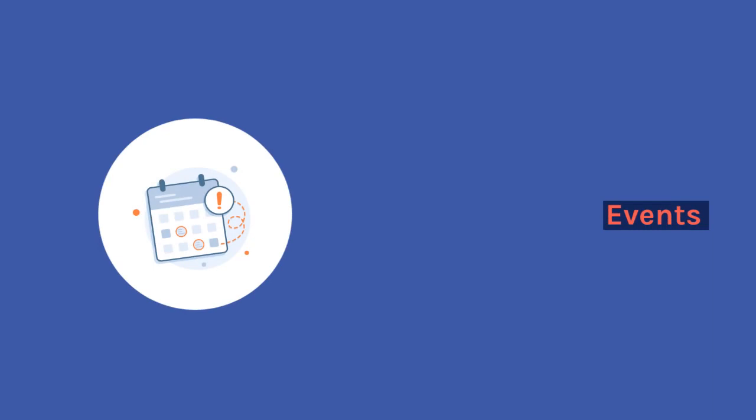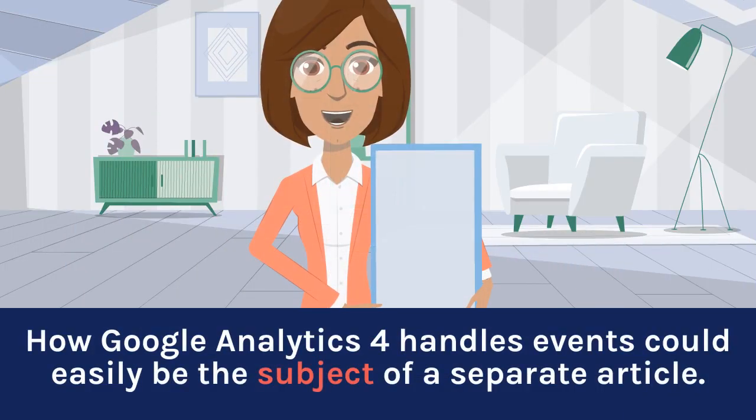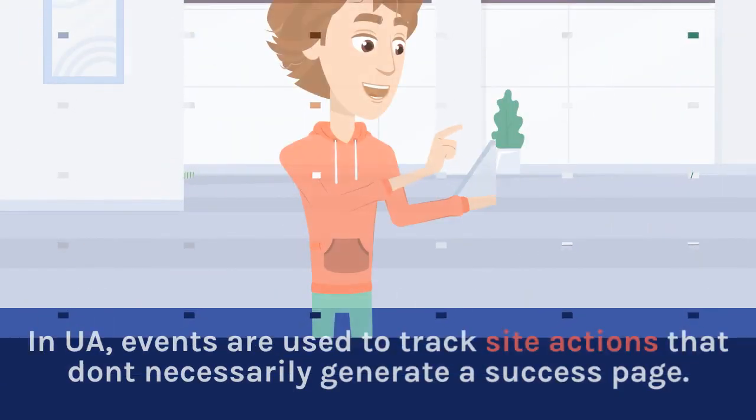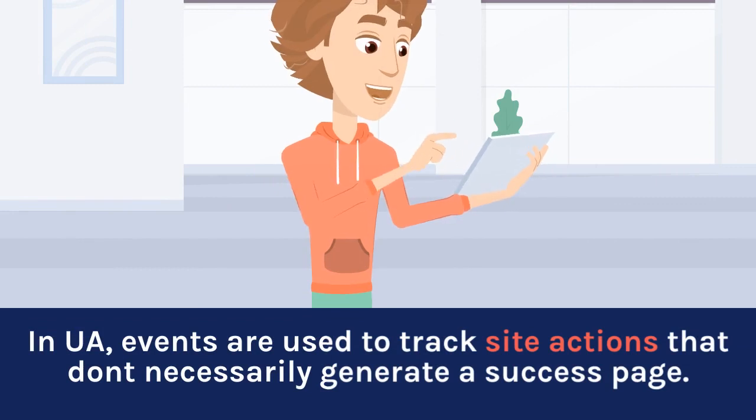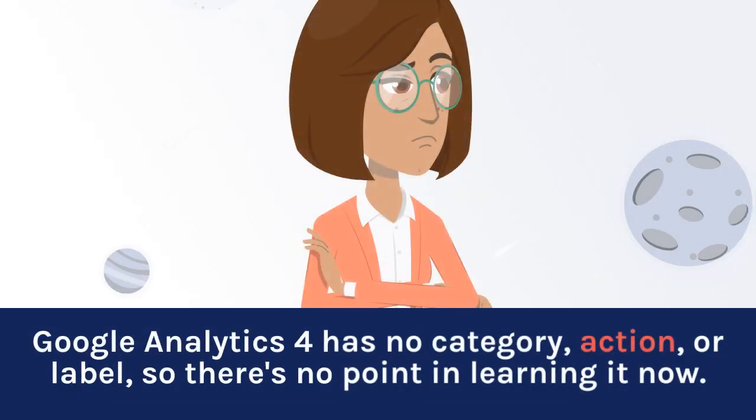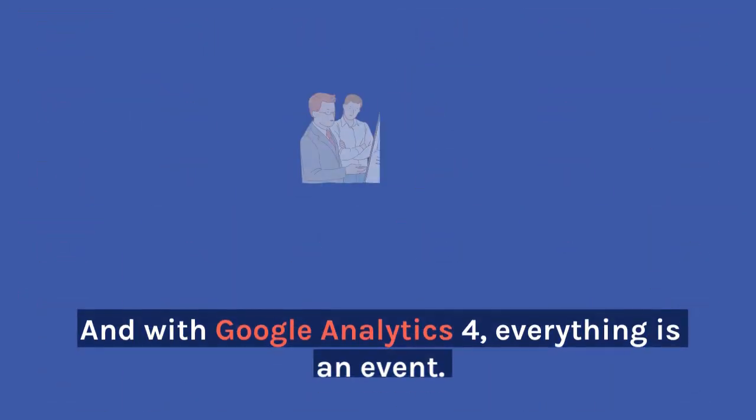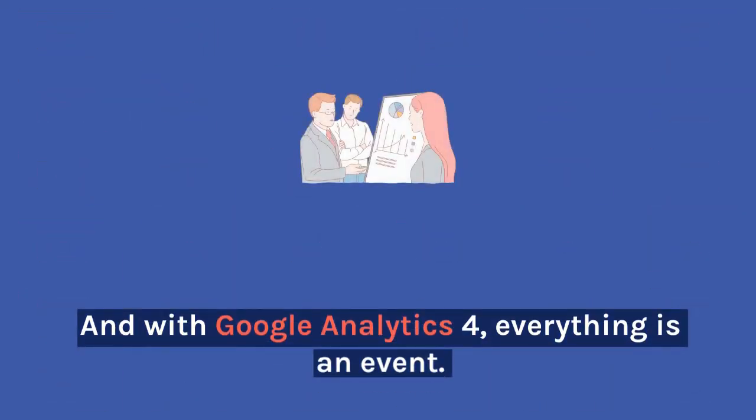Events. How Google Analytics 4 handles events could easily be the subject of a separate article. In UA, events are used to track site actions that don't necessarily generate a success page. Google Analytics 4 has no category, action, or label, so there's no point in learning it now. And with Google Analytics 4, everything is an event.